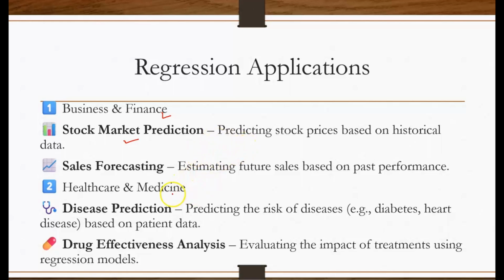Another important example we have is in healthcare. Disease prediction, predicting the risk of disease based on the historical data of the patient. Then drug effectiveness, evaluating the impact of treatments, how effective the medicine or the drug is. We can model that using regression models.